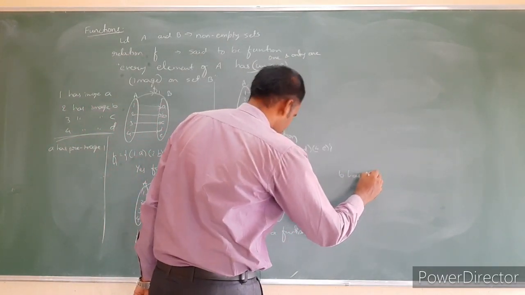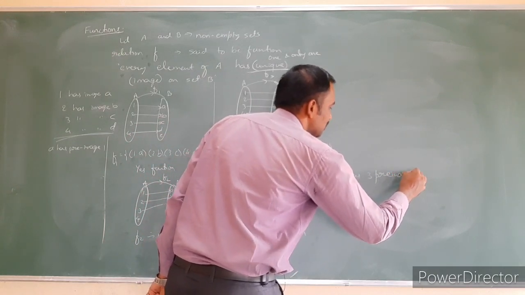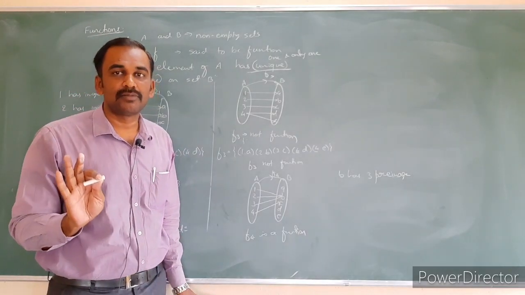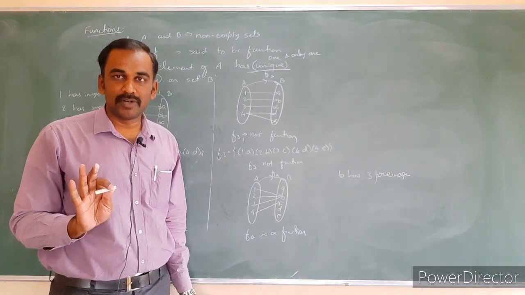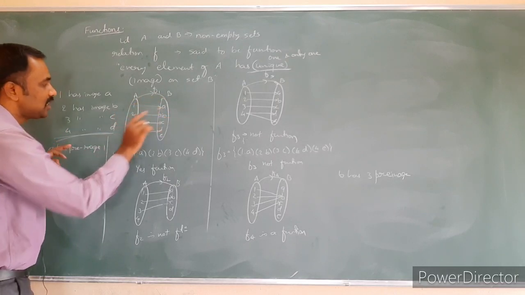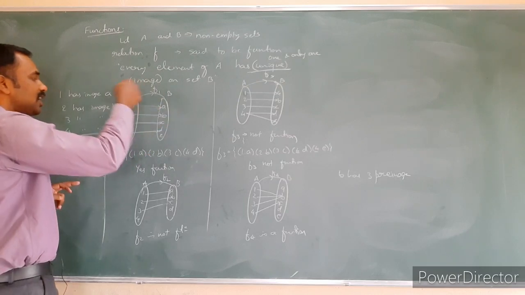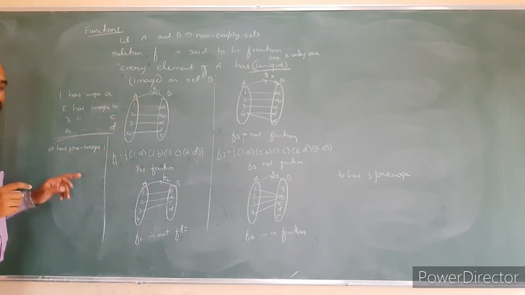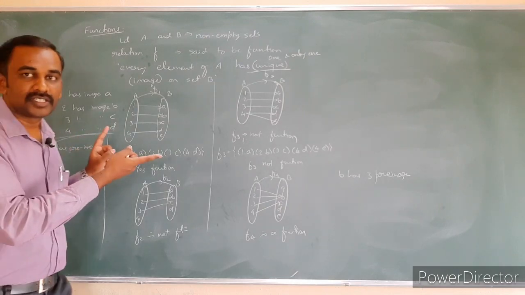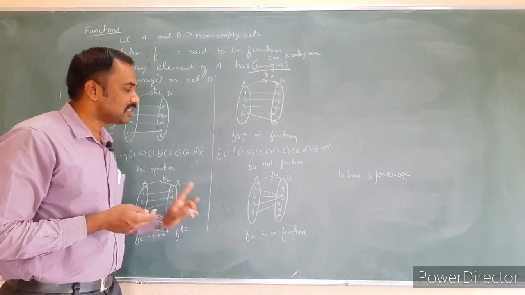B has how many? B has 3 pre-images. I am not talking about pre-images. I am just talking about only the images. Are you clear about my point? Images and pre-images: 1 has the image, 2 has the image, 3 has the image. A has the pre-image 1, B has the pre-image 2, C has the pre-image 3, D has the pre-image 4. Just very carefully note down what the images are and what the pre-images are. Are you clear about my point? Pre-images and images, very carefully understand.